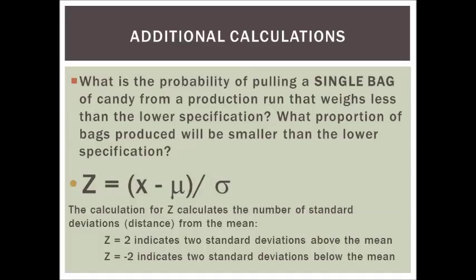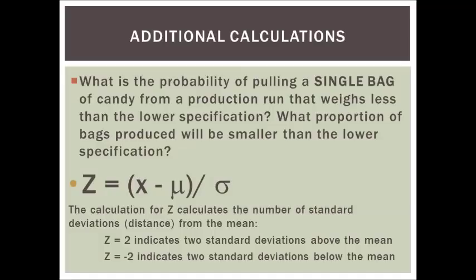Another way of asking that is, if you have the whole big box or crate of bags of candy and you weigh all of them and you put them in two categories. One category is bags that weigh more than the lower specification, and the other category is bags that weigh less than the lower specification. Then what you're asking here is, what proportion or what fraction of the bags that were in that big box are smaller than the lower specification? All right, so that's our situation, and that's the question we're trying to answer.